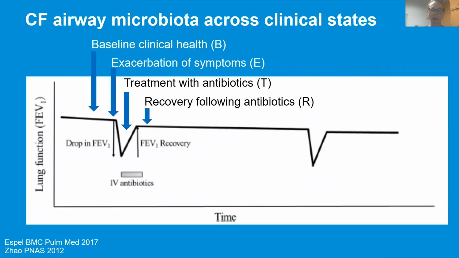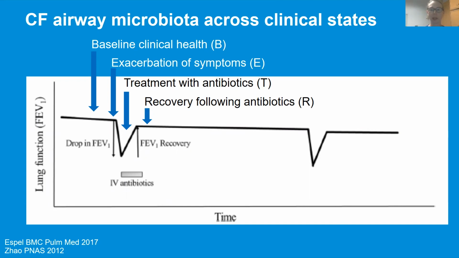Over the next few slides, I'll talk about relationships between both traditional and non-traditional CF taxa in relation to pulmonary exacerbation. But first, I wanted to review some of the terms and abbreviations that I'll be using to describe these clinical states. CF clinical states can be broadly binned into baseline clinical health, which at some point transitions into exacerbation of symptoms. Once exacerbation is diagnosed and antibiotics are started, we'll refer to this as the treatment state.